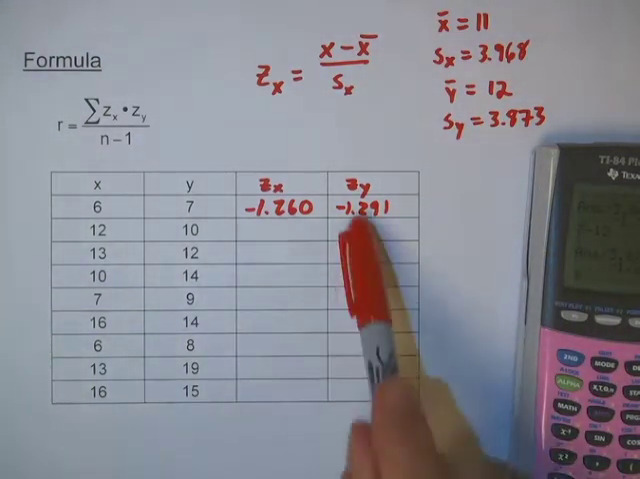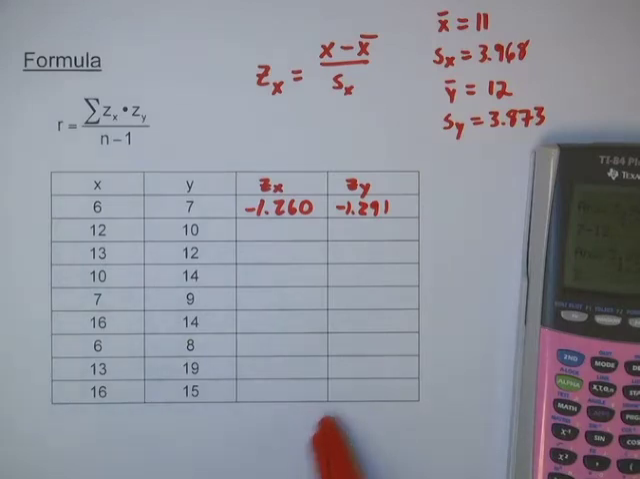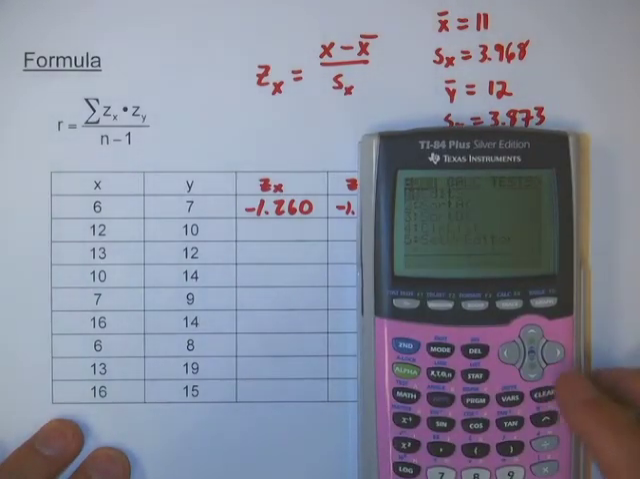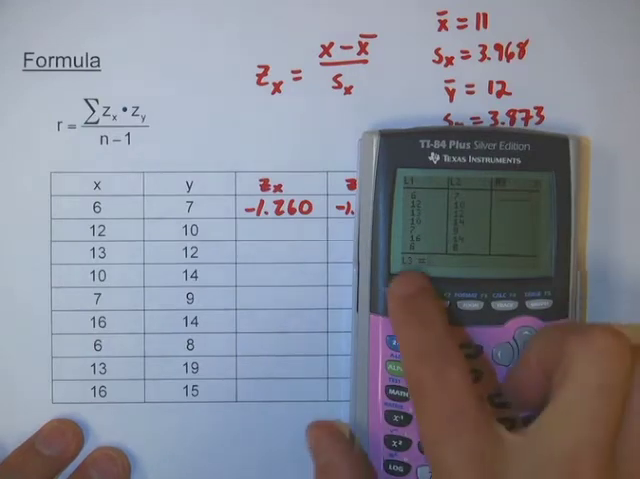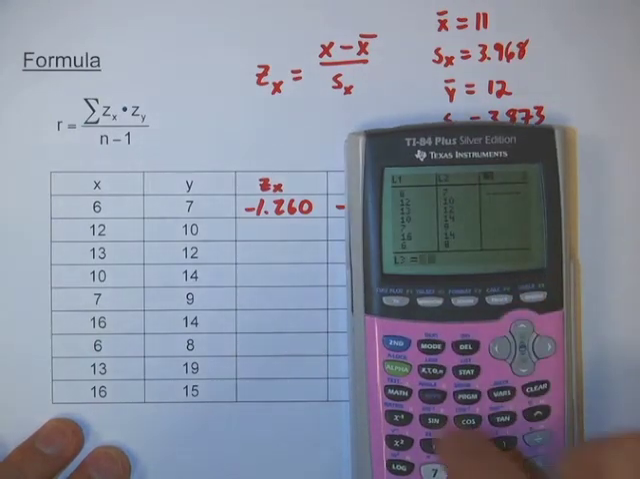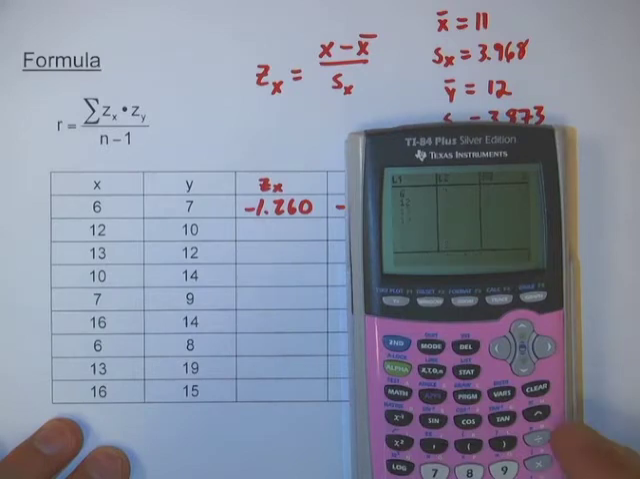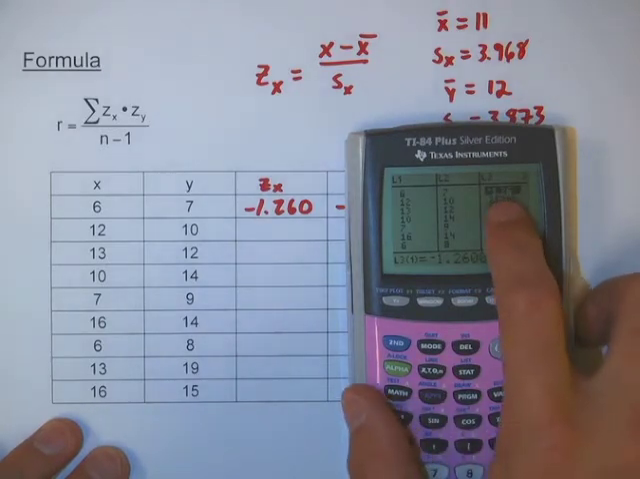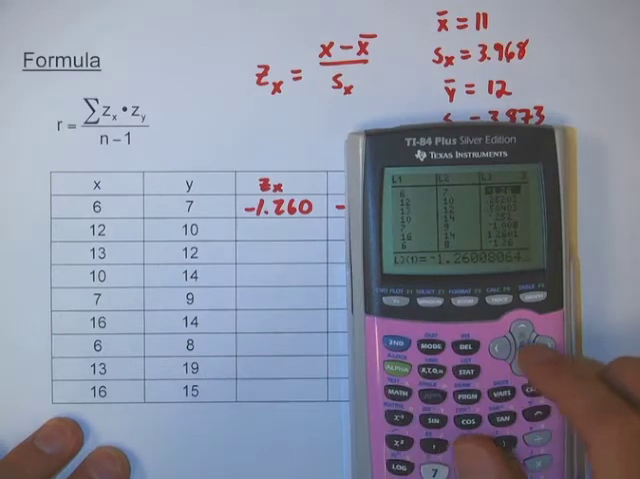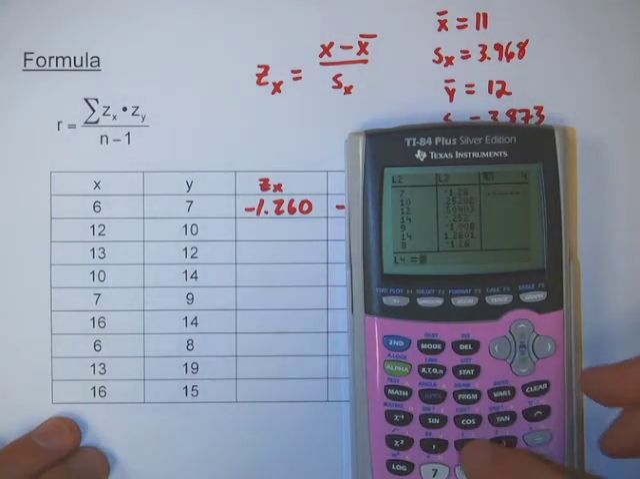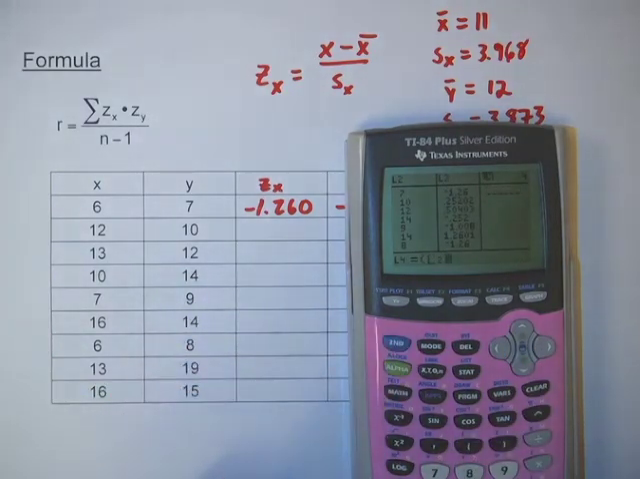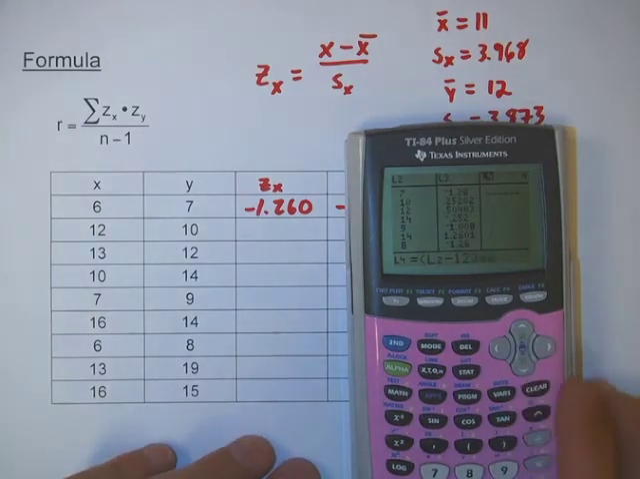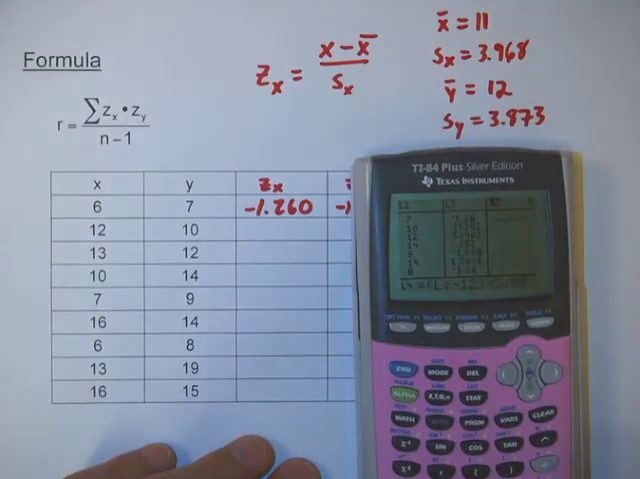I'm actually going to do those in the calculator lists. I'm going to go up and put a formula into my third list, which is going to be my x values minus the mean of the x's divided by the standard deviation. Notice my negative 1.26 matches what I got by hand. Then in L4, I'm going to do the same thing for the y's: L2 minus 12 divided by 3.873. Notice again my y z-score matches the one I had there.